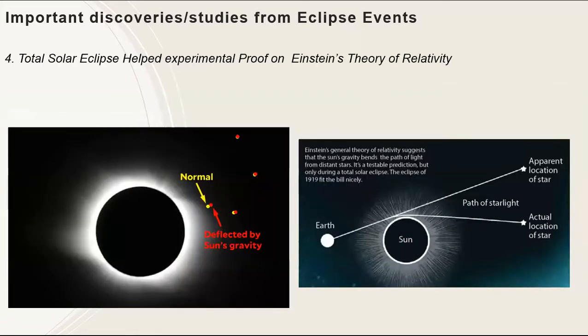Fourth one, a total solar eclipse helped provide experimental proof of Einstein's theory of relativity. The 1919 solar eclipse in Brazil proved the warping of space-time by the Sun's mass. Astronomer Arthur Eddington compared images of the stars taken during the eclipse with images of the same stars taken a month later when they appeared in their normal places at night. He observed a slight shift in star positions. This proved the bending of light due to gravity.